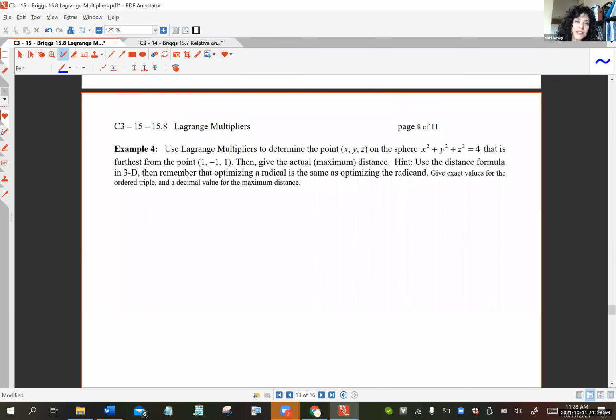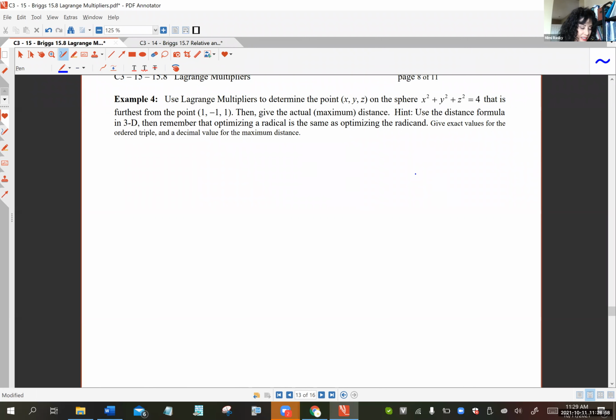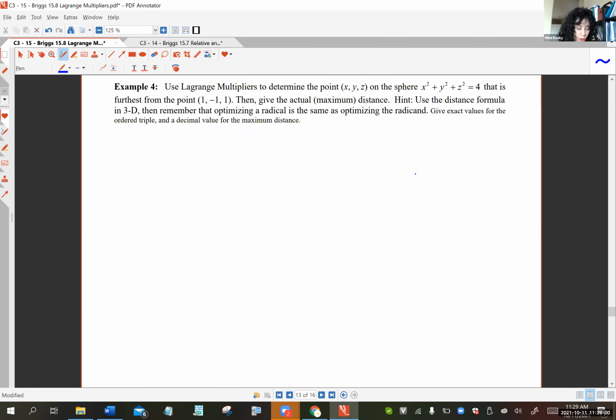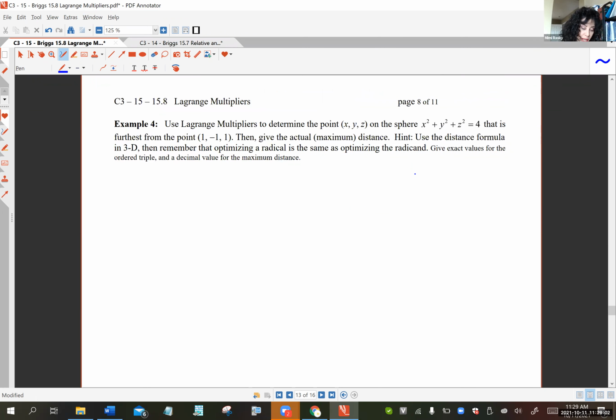You got to know distances. So in this last example of the day, we're going to use Lagrange to determine a point that's on this sphere, centered at the origin of radius 2, that's furthest away from this point, (1, -1, 1). And then once we get the point, actually find that maximum distance. So we want to get as far away from that point as possible. That's the plan. We're going to use the distance formula.